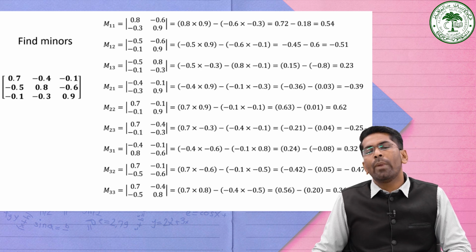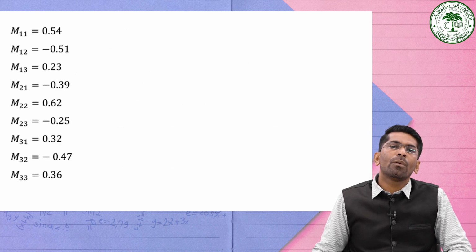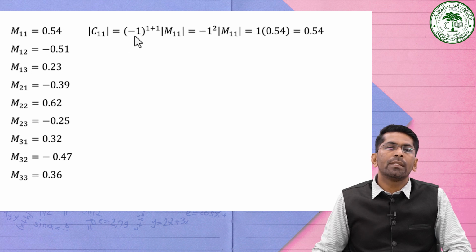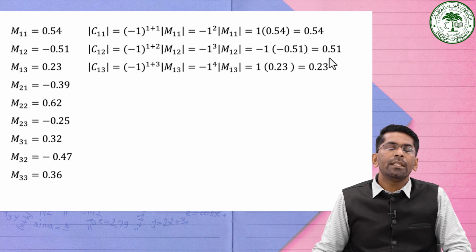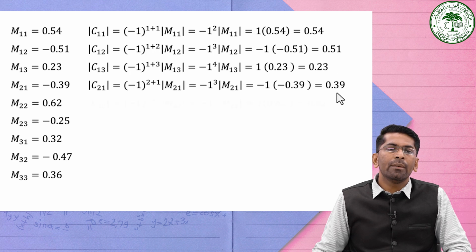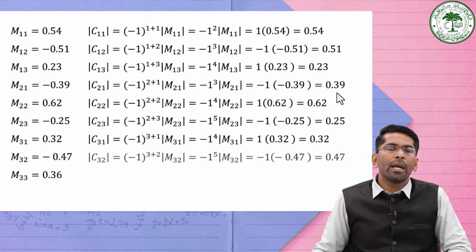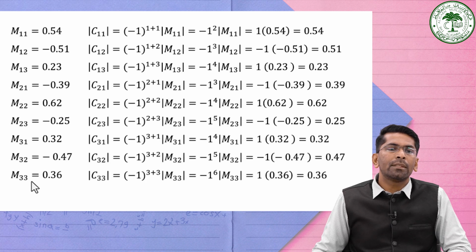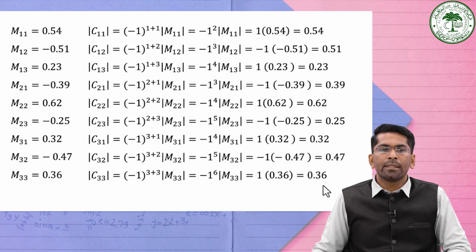After finding the minors, we can go for calculating the cofactors. Minors are given here, and we can easily find the cofactors, that is minus 1 raised to the power 1 plus 1 into the first minor. So it is 1 into 0.54, which is equal to 0.54. Similarly, we can find the cofactors from here. Each cofactor is calculated here. We will have 9 cofactors because we have 9 minors.